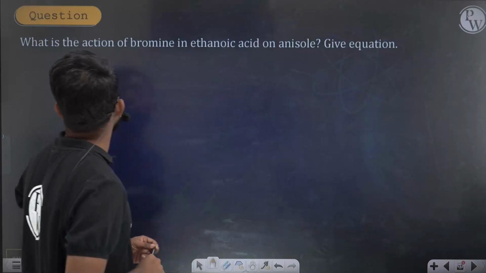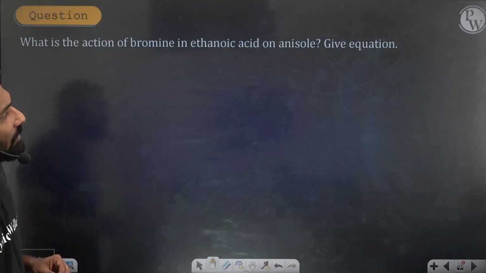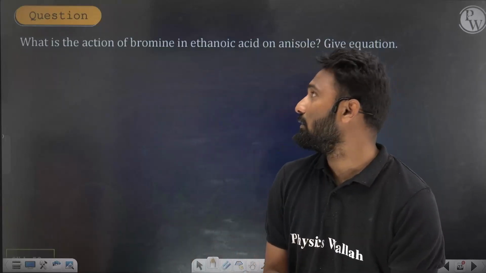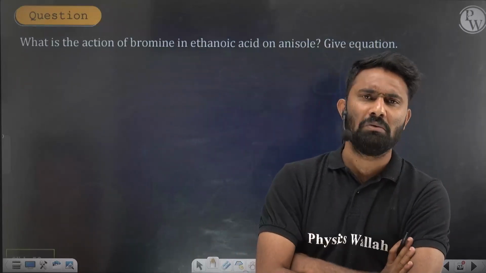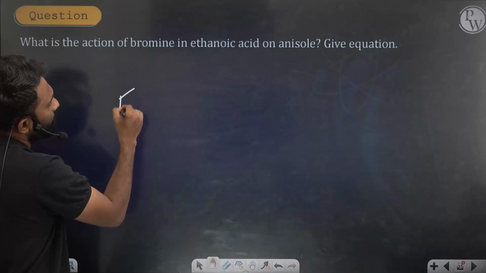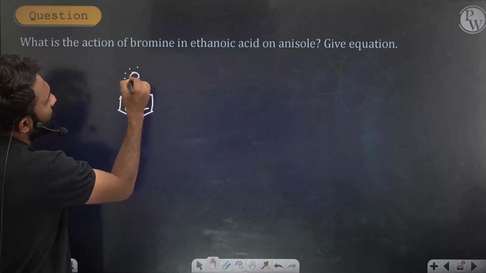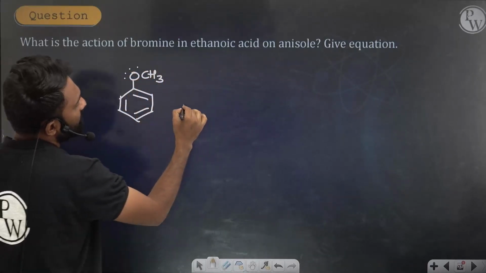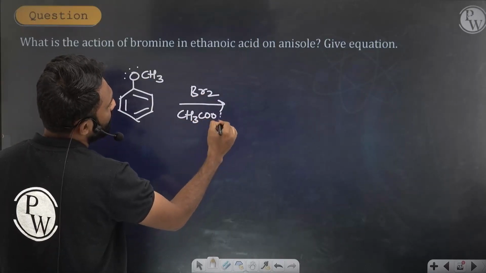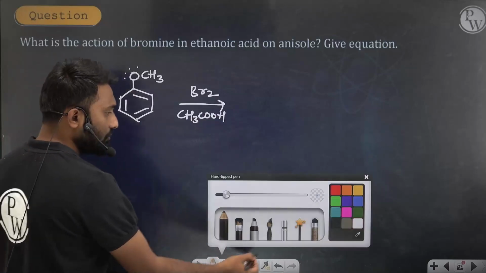Question: what is the action of bromine in ethanoic acid on anisole? Give the equation. Now, Br2 in the presence of acetic acid, ethanoic acid means acetic acid. This is anisole. Anisole in the presence of Br2 in the presence of acetic acid, or ethanoic acid.